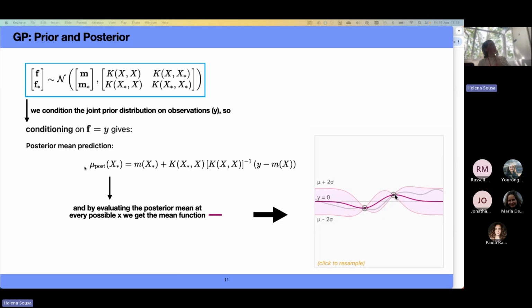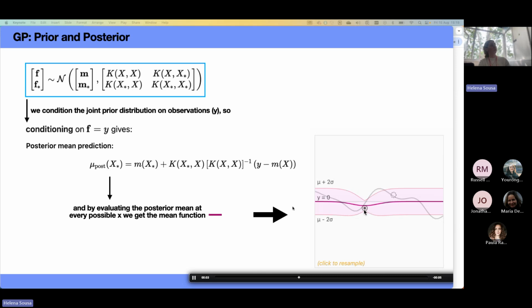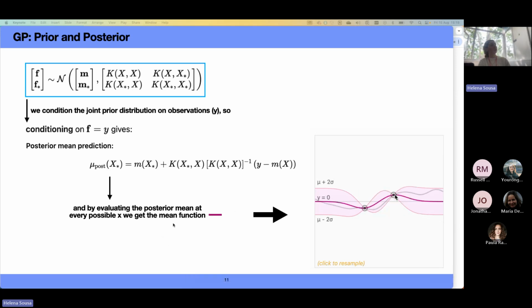But it just means that after we condition it on our observation points, we get a formula for what we call our posterior mean prediction. And if we evaluate this posterior mean at every possible x, we get our mean function, which you can see here described as this pink function. And this is actually what we want to get in a regression task.